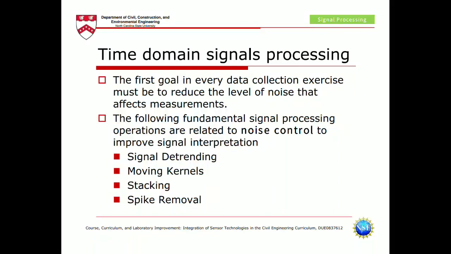As a student, this is the 15th lecture of Instrumentation and Sensors. In the last lecture, we discussed signal processing operations related to noise control, to improve the signal interpretation and remove the noise from the original signal. We discussed two methods, signal detrending and stacking. In this lecture, we are going to explain moving kernels and spike removal.